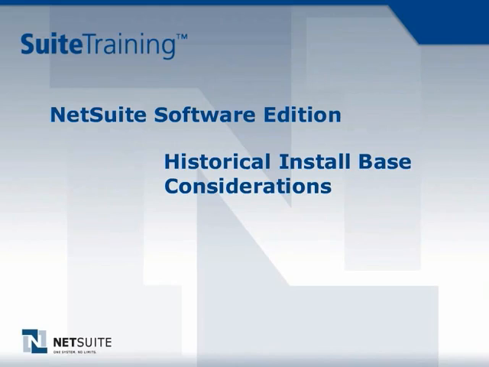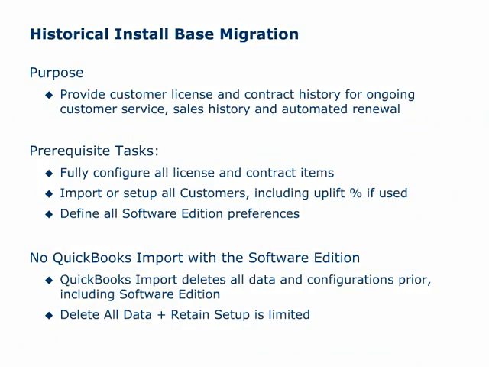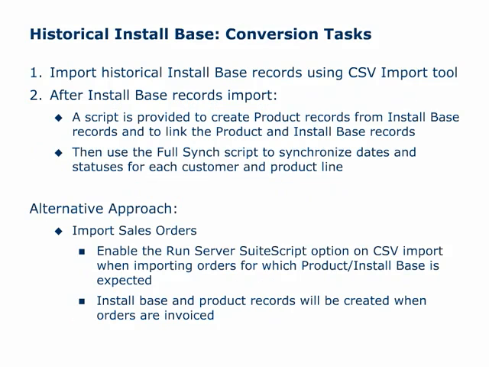Now let's look at some considerations for setting up NetSuite for supporting your historical install base. Historical install base migration requires that NetSuite is set up properly for your company's historical transactions and for renewals. Items must be fully configured and customers imported. Because QuickBooks Import deletes all data and configurations, QuickBooks Import is not supported with the Software Edition. A product must be registered against each build, not just modules and users. When completed, the install base can be used to generate renewals.